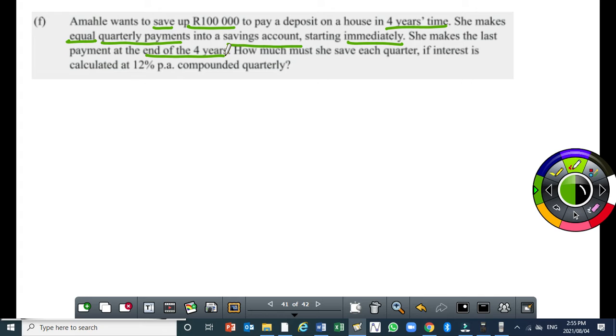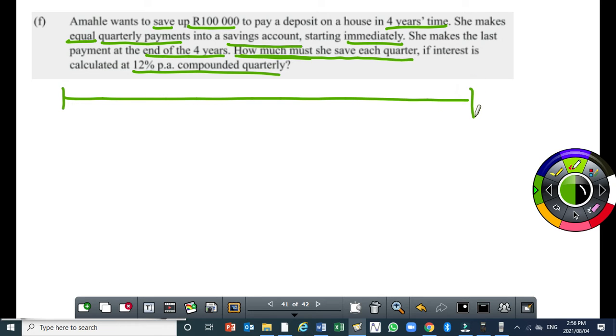How much must she save each quarter? If interest is calculated at 12% compounded quarterly. This phrase here, how much must she save each quarter, is a clue that you're supposed to calculate X. Now, calculating X is slightly more complex as compared to calculating F. So we can draw a timeline first.